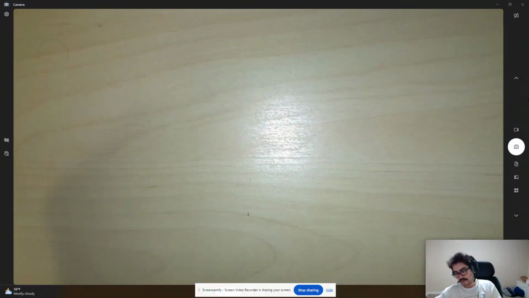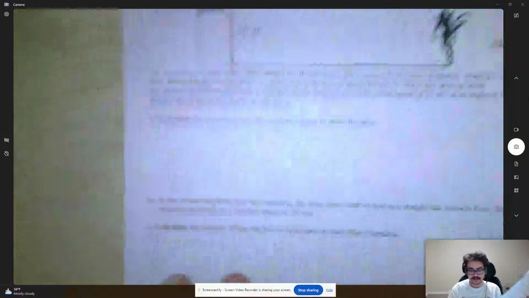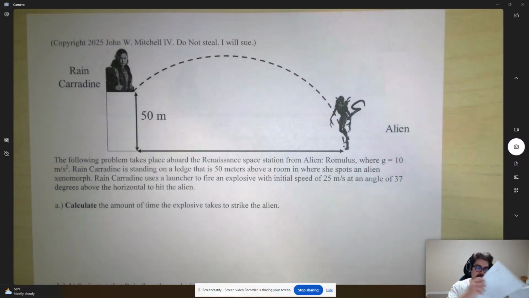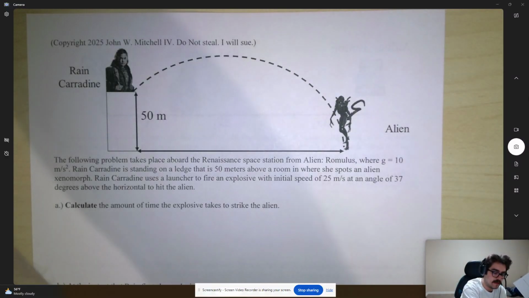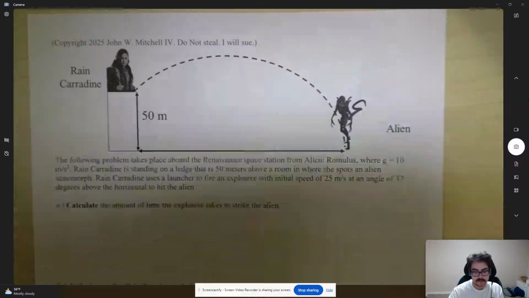All right, let's take a look at our next problem, which is a very exciting Alien Romulus problem. If you know me, I'm a big fan of Alien Romulus. And it's not because I'm in love with Kaylee Spaeny. Okay, maybe a little bit.